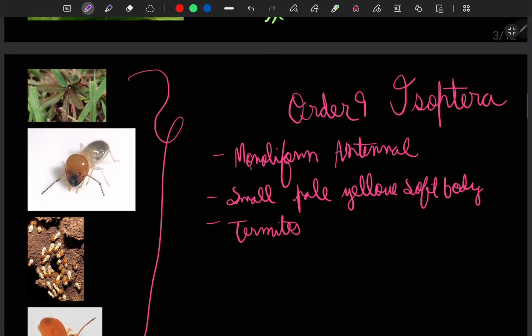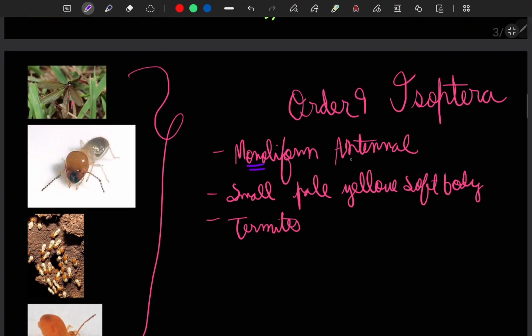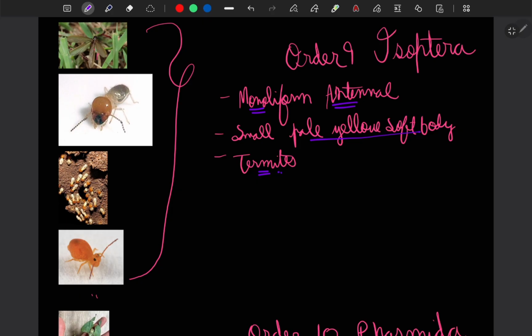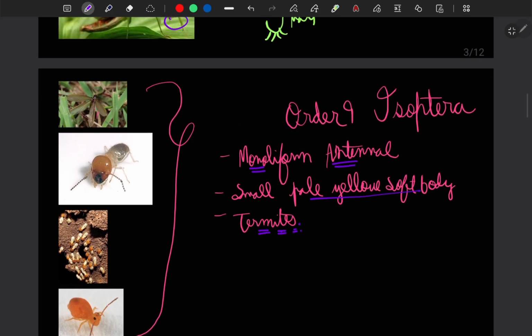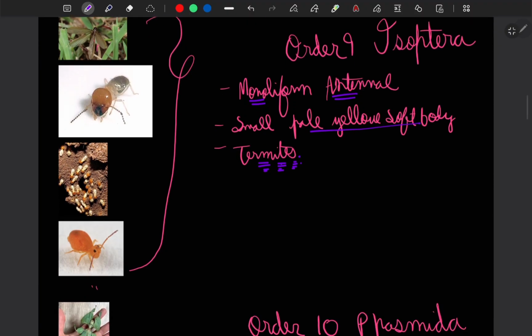The next order is Isoptera. Now Isoptera consists of ants, and they have moniliform antennae, which are small, they have a small pale yellow soft body, and they consist of termites. By mistake I mentioned ants, but the Isoptera comprises termites. As you can clearly see the division, there are also soldier, queen, king divisions in termites. I would make a separate video on the social working and social structures of insects if you want to see that also.